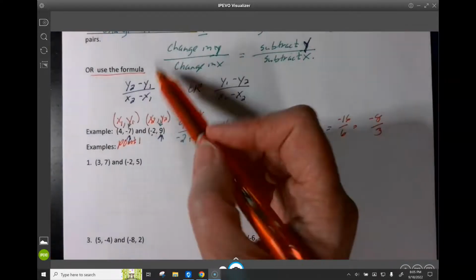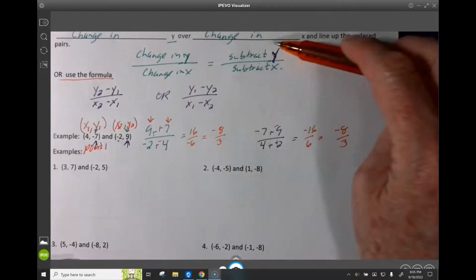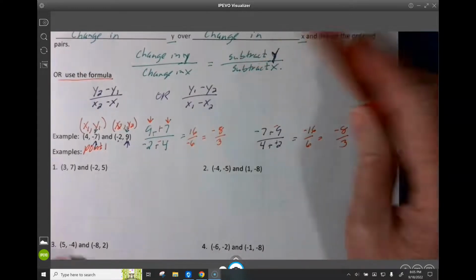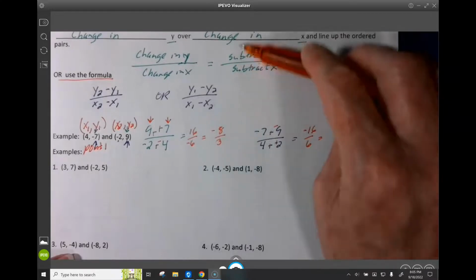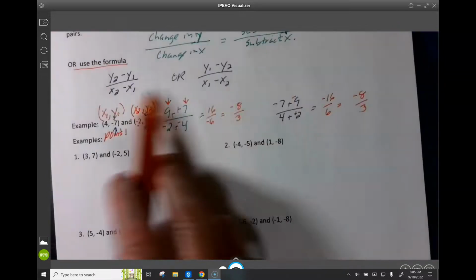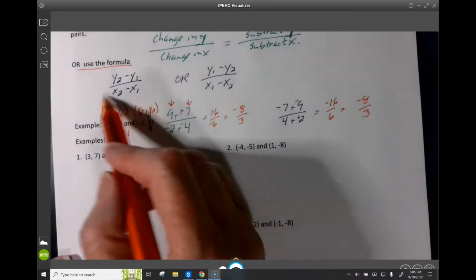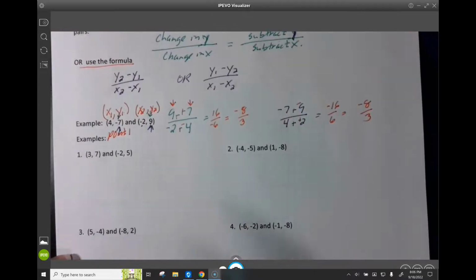Personally, I just like to go subtract y over subtract x and make sure I have my ordered pairs lined up. There's 3 steps. Y has to be on top, x on the bottom. I have to subtract, and my ordered pairs have to be lined up. That's all there is to it. Start with whichever one you darn well please. If you want to memorize this formula, fine. Don't have to do it for me. I want you to know how to find slope. You do the best you can.